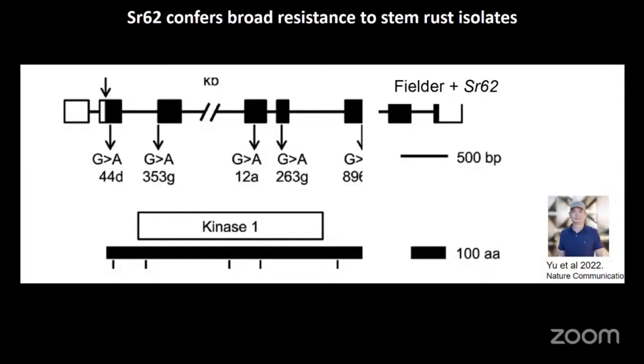As part of the gene cloning procedure, we generated EMS mutants. And you can see the effect of these EMS mutants on the mature protein up there. And SR62 encodes a wheat tandem kinase.